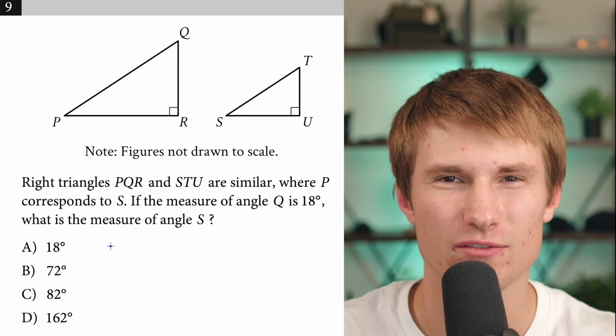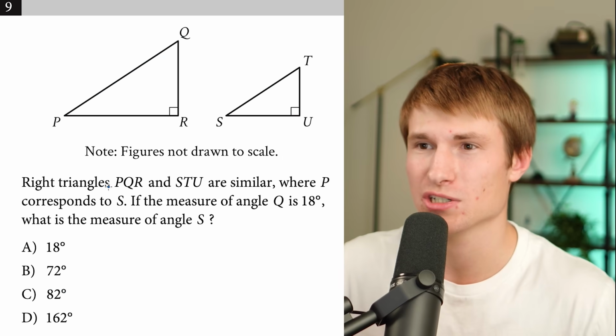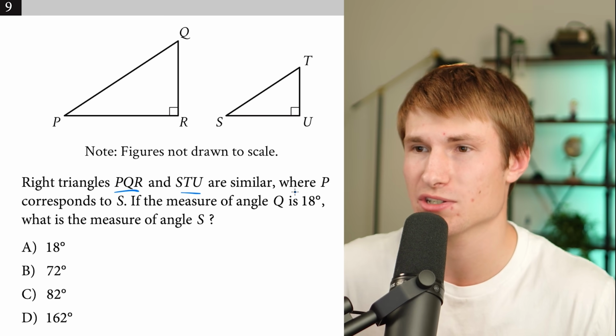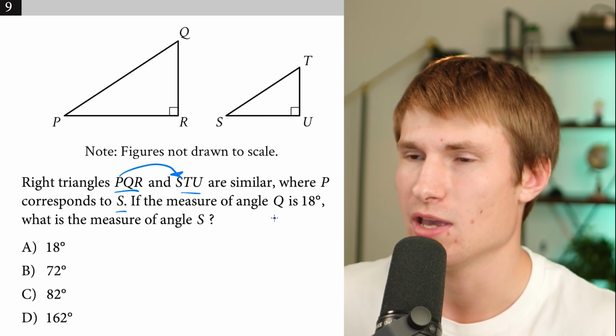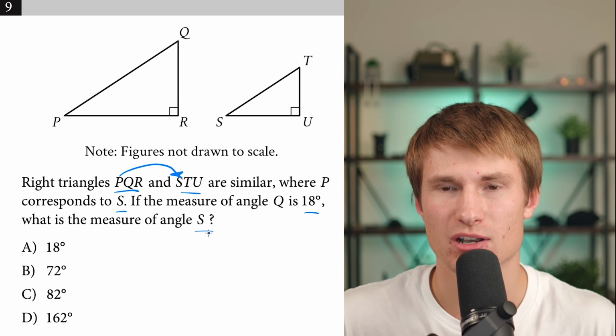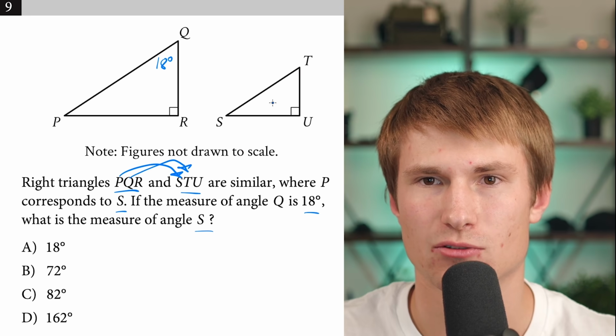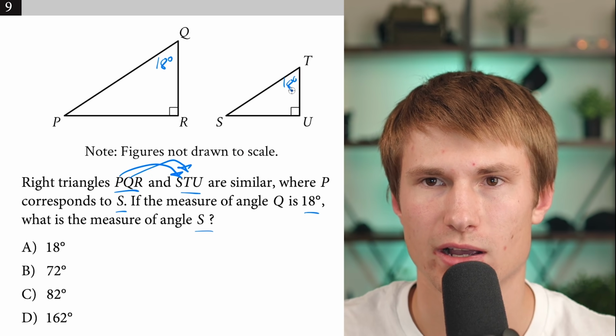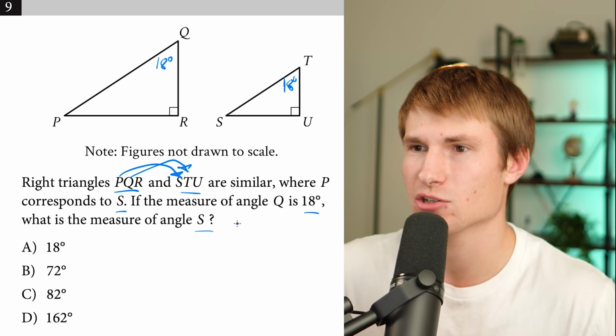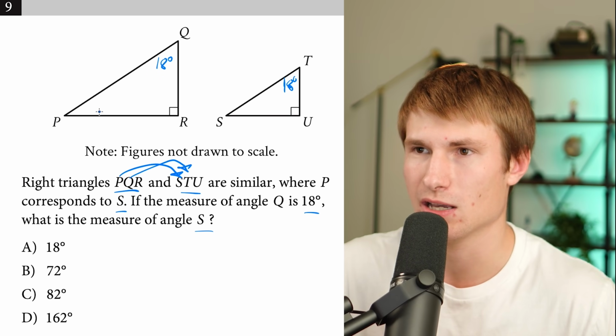Here's how to quickly solve this SAT math question about similar triangles. Question 9 states, right triangles PQR and STU are similar where P corresponds to S. If the measure of angle Q is 18 degrees, what is the measure of angle S? We know Q is 18 degrees. We also know then that T is going to be 18 degrees since these are similar triangles. Now we want to solve for the measure of angle S. The measure of angle S is the same as the angle measure of P.